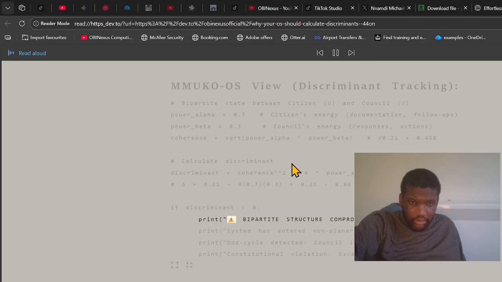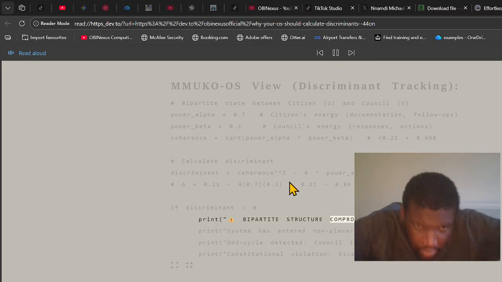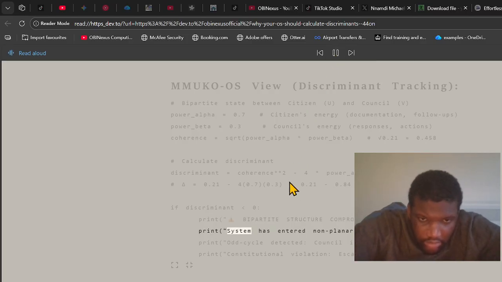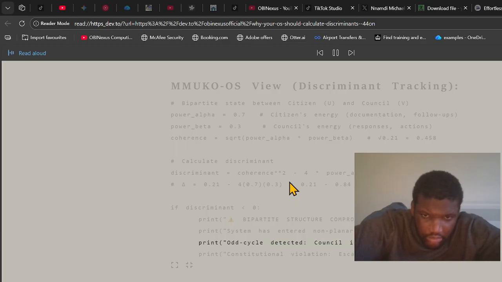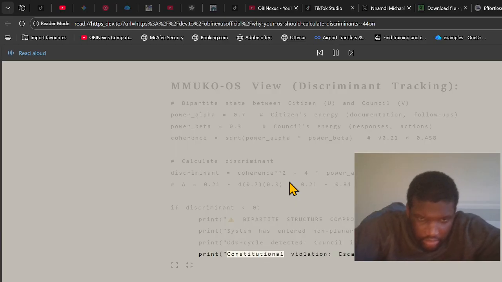Print, warning: bipartite structure compromised. Print, system has entered non-planar state. Print, odd cycle detected: council is both judge and party. Print, constitutional violation, escalation required.